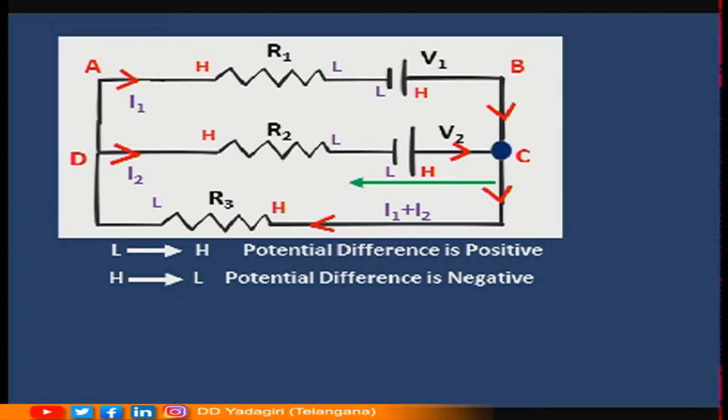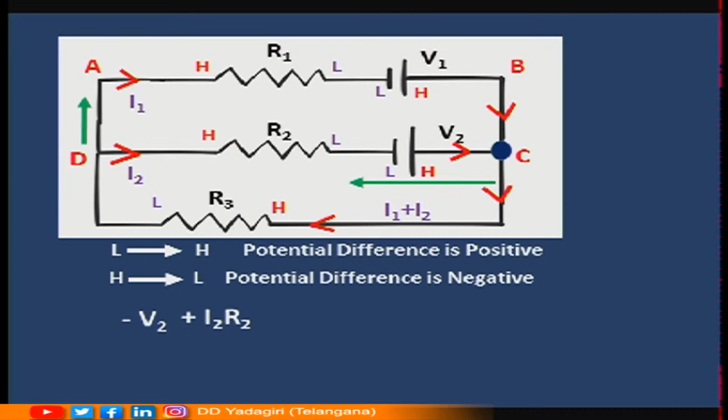So, high to low is negative. So, we write minus V2 and then we come across R2 and we are moving from a low potential to high potential point and hence the potential difference across R2 is taken to be positive. So, the potential difference is I2 R2.